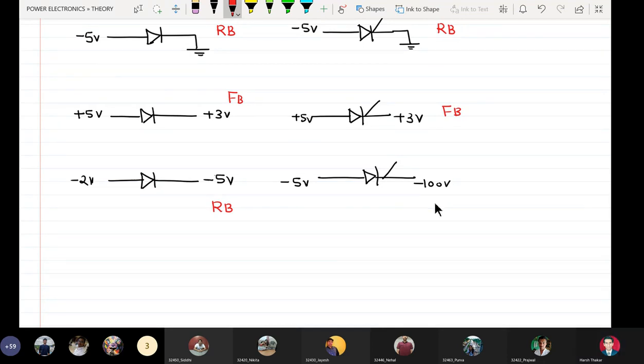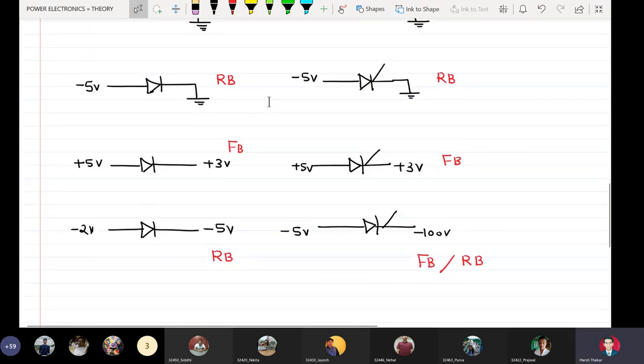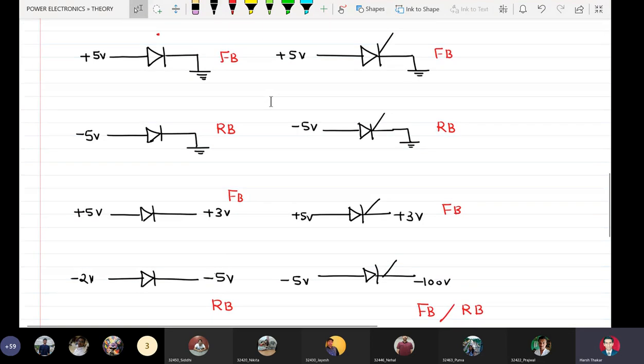Yes, FB. Okay, FB or RB? Can you be a little louder and clearer? FB. Is there anybody who says that the SCR is reverse biased? One answer I got was FB. Anybody vouching for reverse bias? Fine. Now, let me tell you why some students are confused about the fourth diode and fourth SCR.